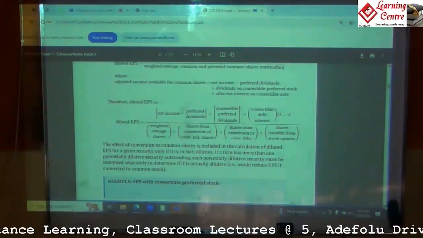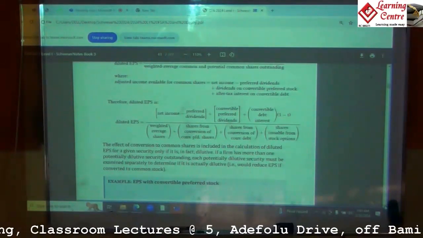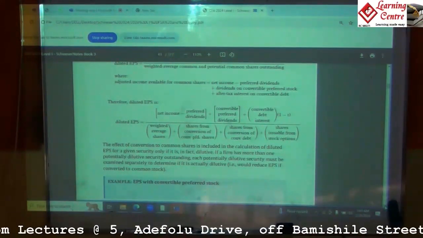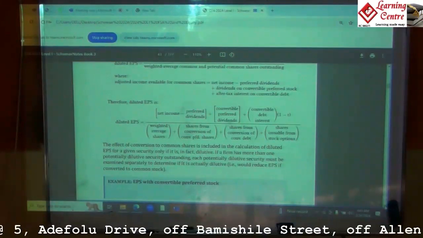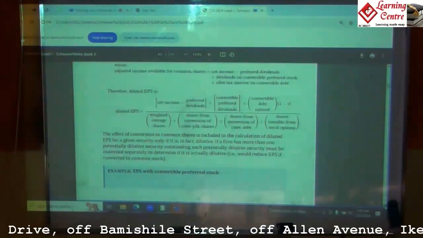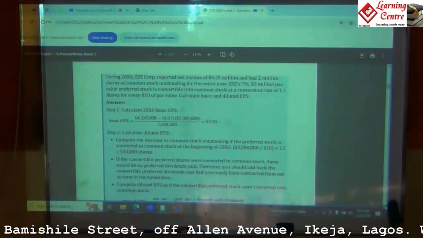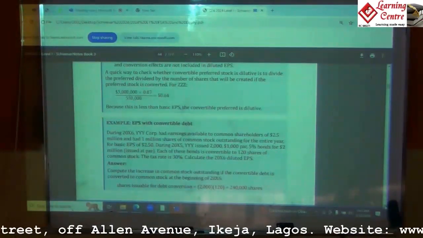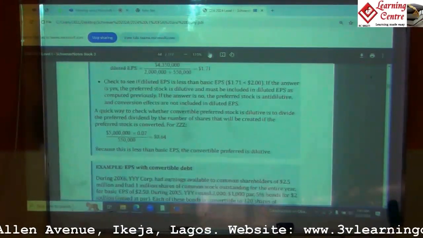And I told you that the first thing you need to do is calculate your basic earnings per share, whichever method you are using. Then whichever is lower is your answer. So we looked at converting preference stock into ordinary share, and you all try to solve it properly. The next one is to look at how to convert debt into ordinary share. So let's look at this question together.